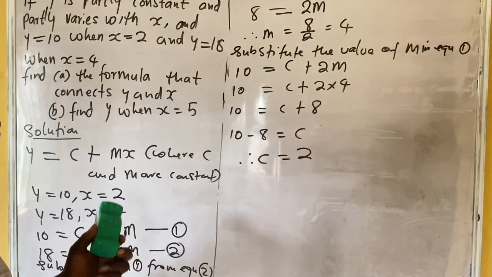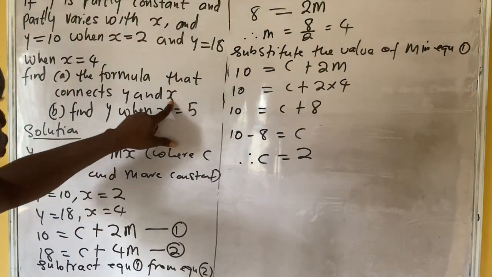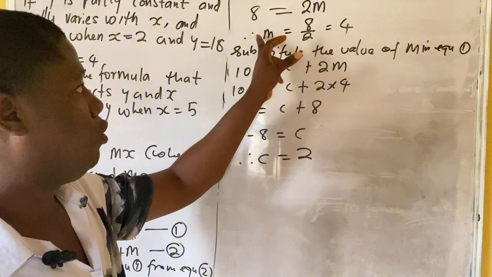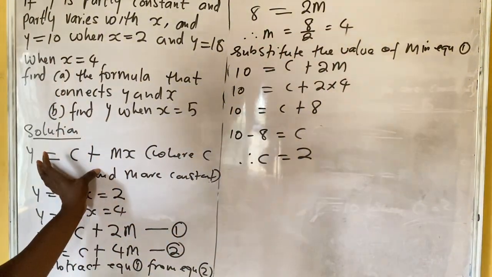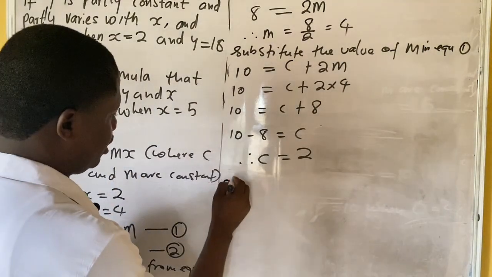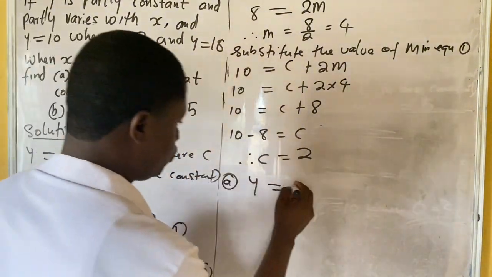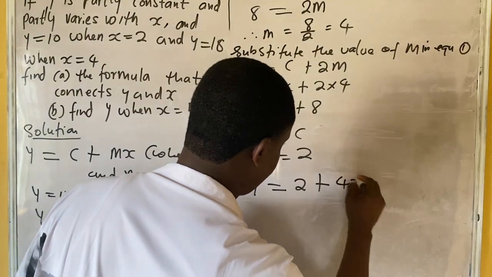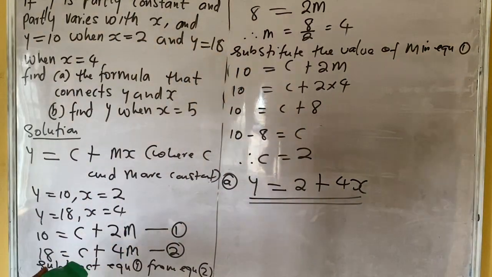From the A part of the question, we are told to find the formula that connects y and x. What you have to do here is to substitute the value of the constants, which is m is equals to 4 and c is equals to 2, into the working equation that you have. If we do that, that is the A part, our y is equals to 2 plus 4x. So this is the formula that connects y and x.